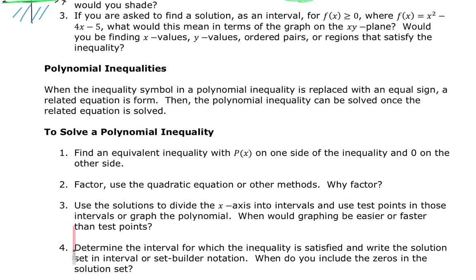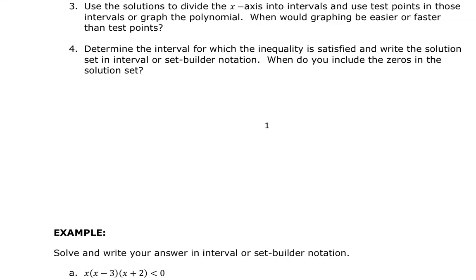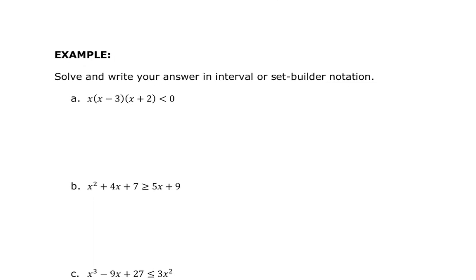We're going to then use the solutions to divide the x-axis into intervals, and we're going to use what we call a sign, S-I-G-N chart, and test points in those intervals on the graph of the polynomial. Graphing is going to be easier that way, and then we determine the intervals in which the inequality is satisfied. We write our solution as set builder or interval notation. So we're going to start with our first question here. And it's already factored, so we are good to go.